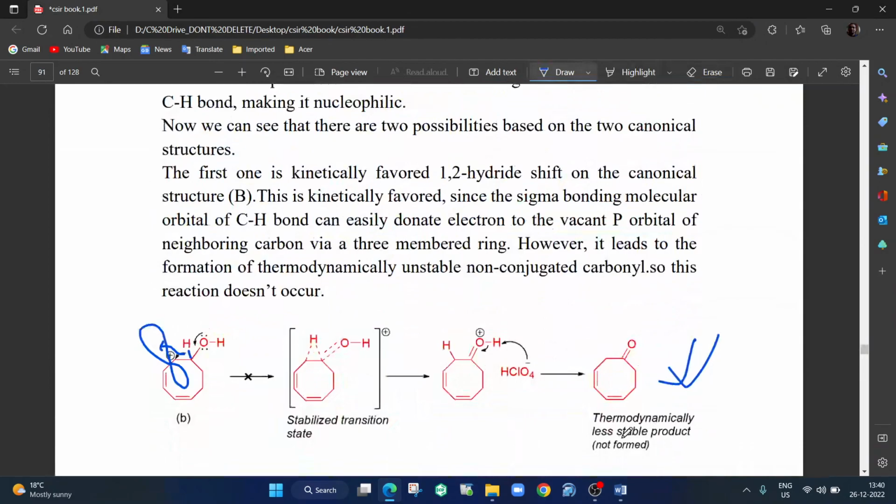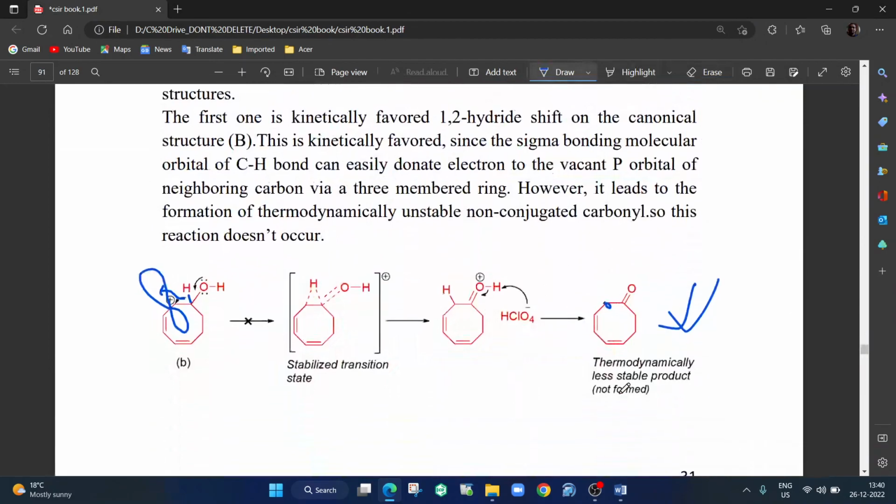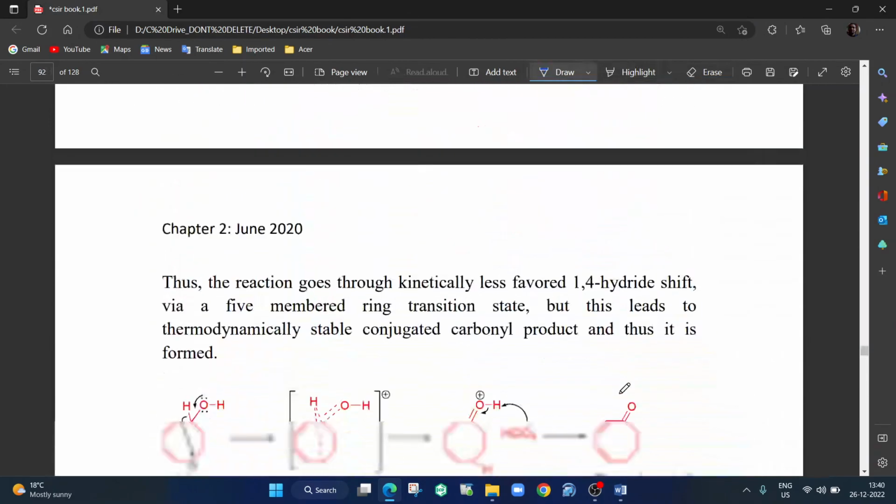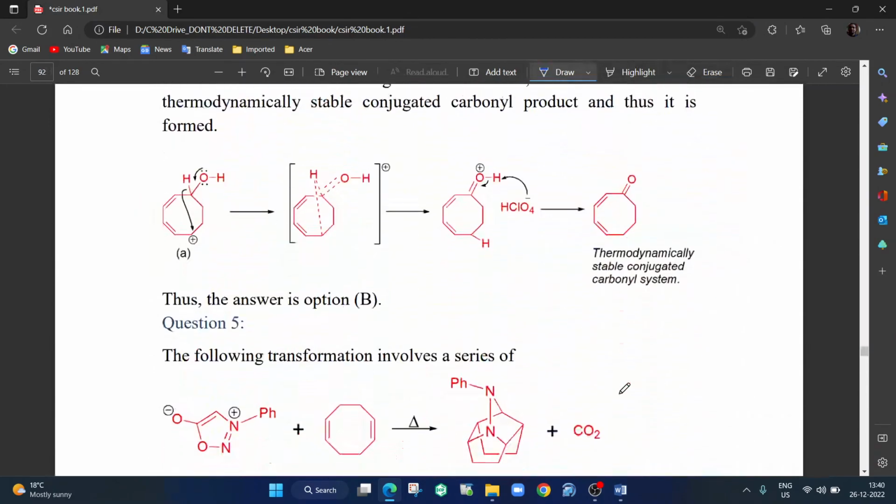Why? Because it became a non-conjugated system. If the whole system is conjugated, electrons like to be delocalized, but here this is creating a big problem. So rather than going through a kinetically favorable transition state, it goes through a kinetically less favorable transition state. So what it does is, again the lone pair pumps electrons here, a hydride shift from position 1 to position 4. It goes through 5 members.